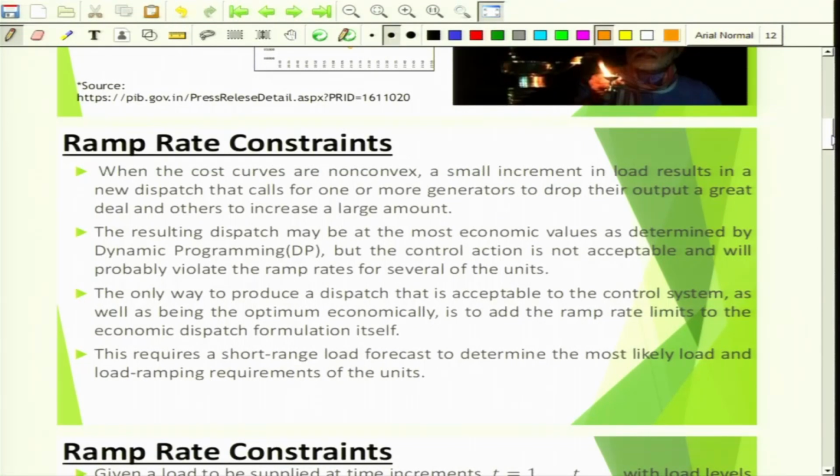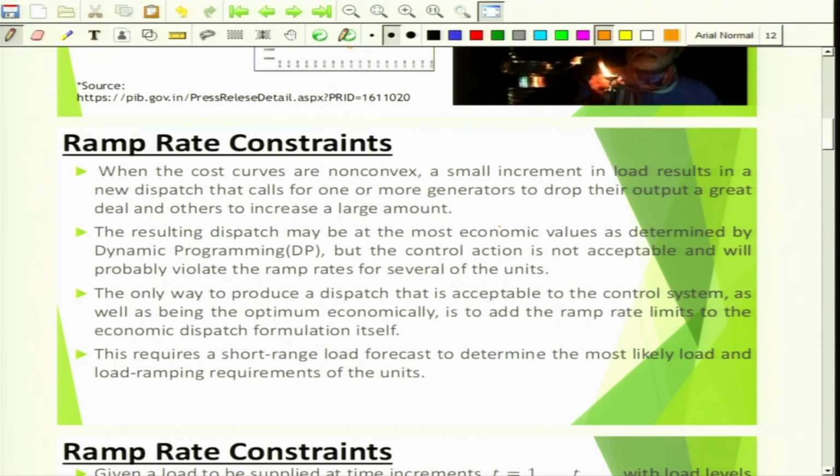When the cost curves are non-convex, a small increment in load results in a new dispatch that calls for one or more generators to drop their output a great deal and others to increase a large amount. That means there could be some generators which may not be able to meet the change in the ramp rate, change in the demand. So they would be taken off, and the other generators who are capable to handle such kind of transients will be allowed to manage the issue.